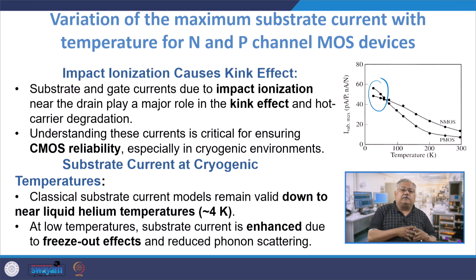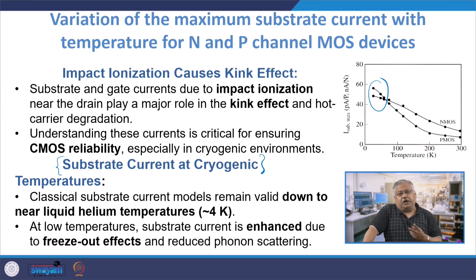Ideally I do not want any substrate current to flow because I do not want any bulk potential to happen, but because of impact ionization at relatively lower temperature and relatively higher VD, there will be a substrate current, and that is what is written here, that there is a substrate current at cryogenic temperatures. There are many models for the substrate current. Let us not deep dive into them at this stage, it is too early, but most of the classical substrate models are valid up to 4 Kelvin, which is liquid helium temperature. Even below 4 Kelvin, somewhere around millikelvin, carrier freeze out drastically happens.